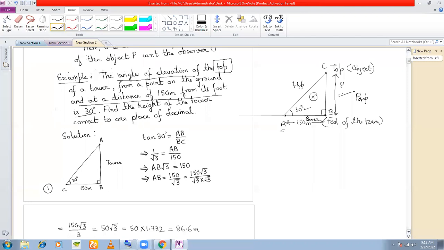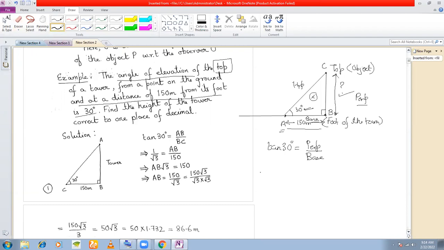So now, for 30 degrees, which trigonometric relation relates this angle with the perpendicular and with the base? It is tan, right? So therefore we use tan. Tan 30 we know is perpendicular by base. And why are we using perpendicular by base? Because we want to find out the perpendicular, which is the height of the tower, and we know the base, and we also know tan 30 because tan 30 is a standard angle, right?